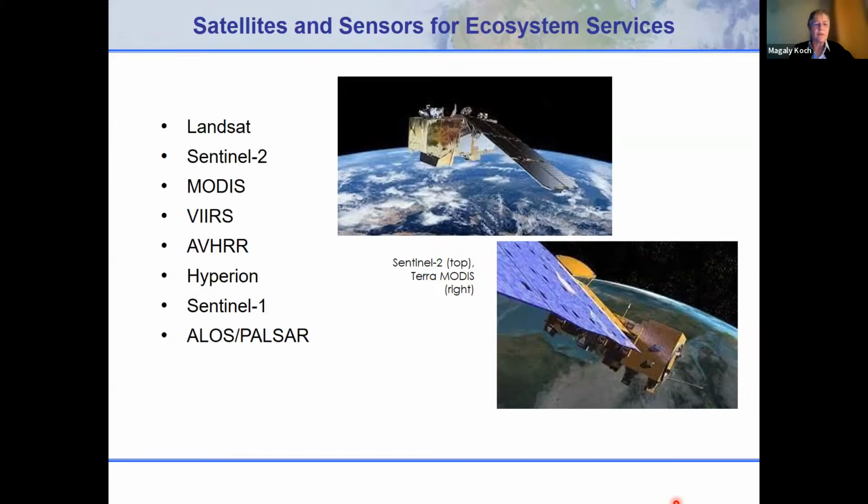Then there are other sensors that are maybe not so well known. Hyperion, this was the first hyperspectral sensor placed in space. And then we have also other sensors that operate in a different spectral region, radar, for example. That would be Sentinel-1 and ALOS PALSAR.